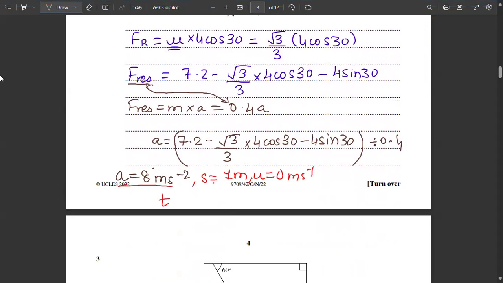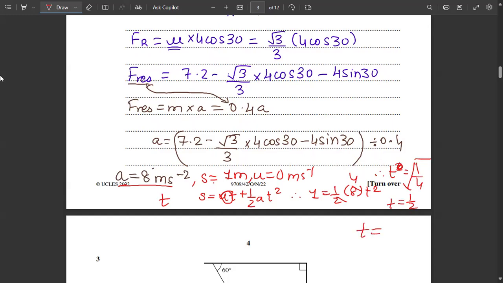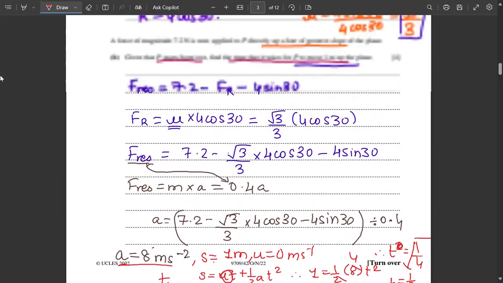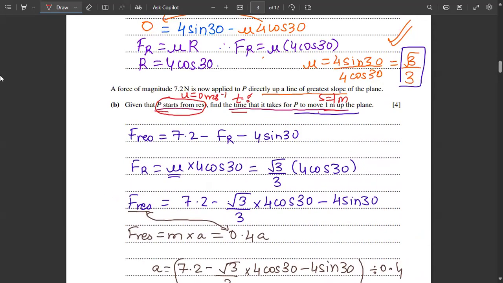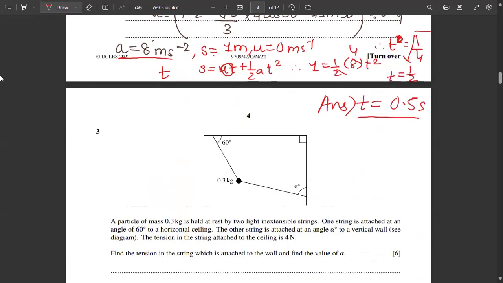Now we have s, u, and a. So we can use s equals ut plus half a t square. So therefore s will be 1, u will be 0. So this entire thing becomes 0. So half acceleration is 4, t square we have to find out. So this becomes 1 by 4. Therefore, t square is 1 by 4. So t will be root of 1 by 4. So t is 1 upon 2. So the value for t is 0.5 seconds. And here we have an answer. So that means it takes 0.5 seconds for P to move 1 meter up the plane.